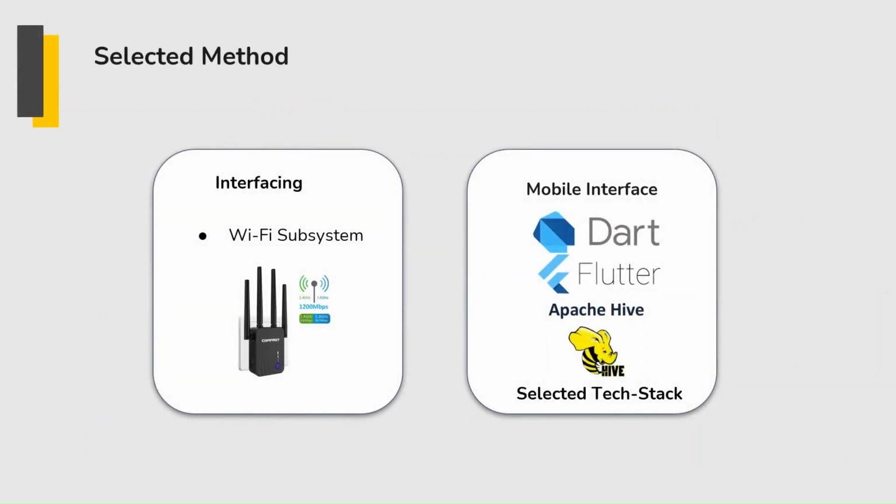Here we used a Wi-Fi repeater as a Wi-Fi subsystem. Our interfacing device is connected to that network and listening to Wi-Fi packets. We use Dart and Flutter to build the application, and Hive is a NoSQL database which we can store data locally in the device and access with minimum delay.